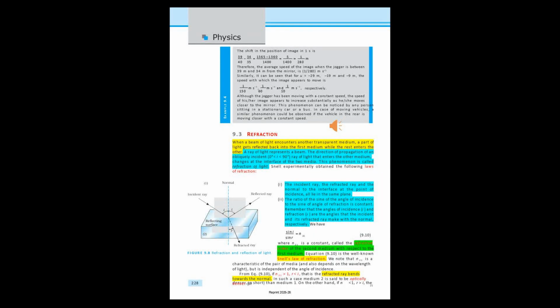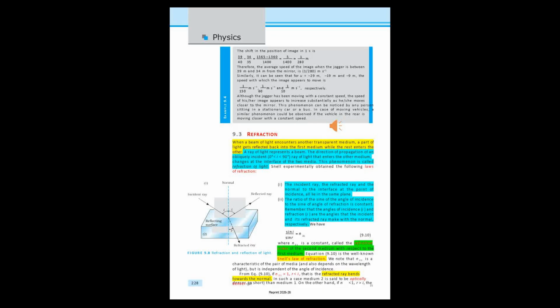Refraction. When a beam of light encounters another transparent medium, a part of light gets reflected back into the first medium while the rest enters the other. A ray of light represents a beam. The direction of propagation of an obliquely incident ray of light, 0 degrees less than i less than 90 degrees, that enters the other medium, changes at the interface of the two media. This phenomenon is called refraction of light.